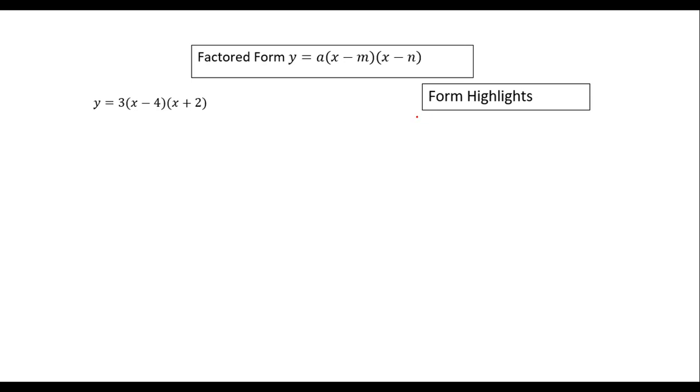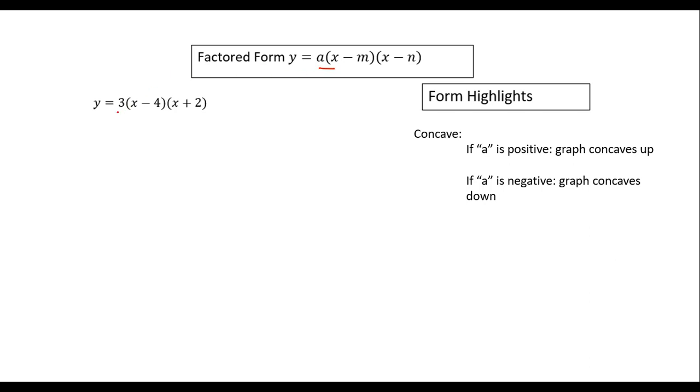Well, the first one is the concavity. Does the graph face up or does it face down? And so we can determine that by looking at the A value. If A is positive, the graph will concave up. If A is negative, it will concave down. So then we look at this part right here. We're looking at that number in the front, our constant. Since A is equal to 3, our graph will be concaving up on this example. A rough sketch of that looks something like this.